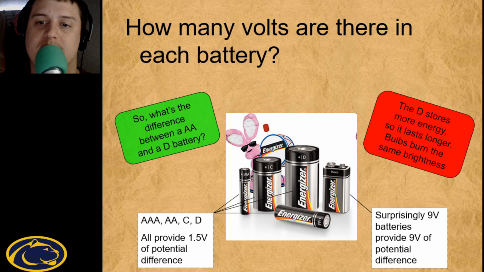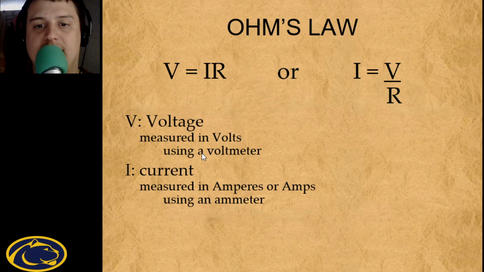So voltage is Ohm's law, V = IR. Here we go. Voltage measured in volts using a voltmeter. Current is I, measured in amperes or amps using an ammeter. R is resistance, measured in ohms, or omega, it's the symbol there, using an ohm meter. And some voltmeters are actually a voltmeter, ammeter, and ohm meter together. They're called multimeters. So voltmeter, ammeter, ohm meter, you can also find it as a multimeter.